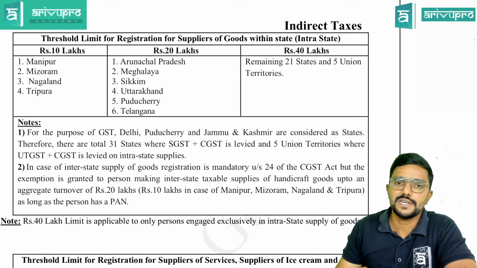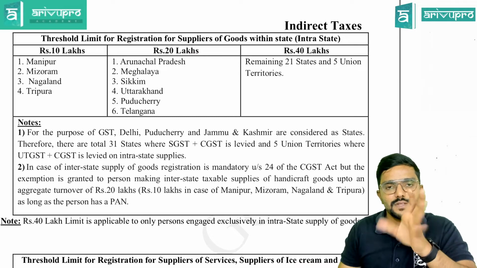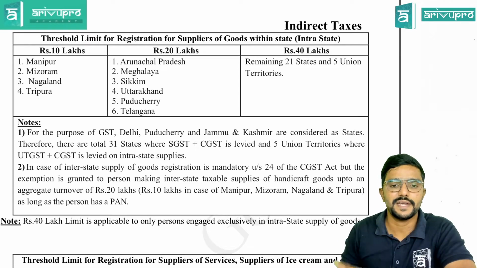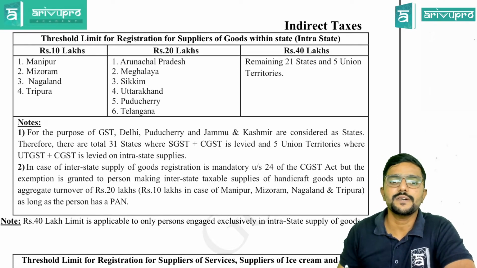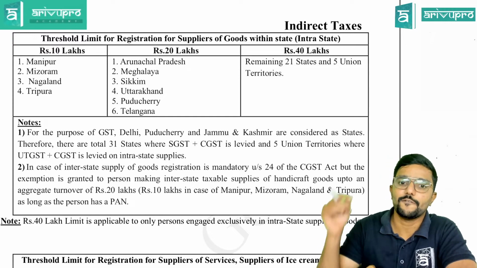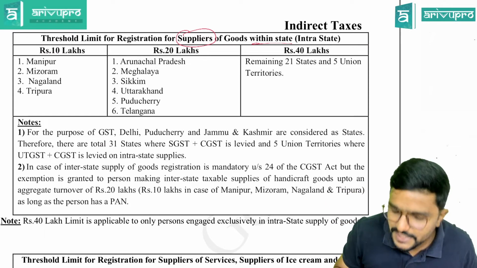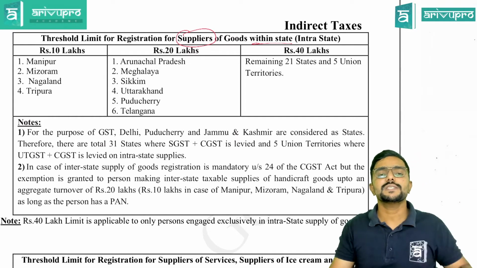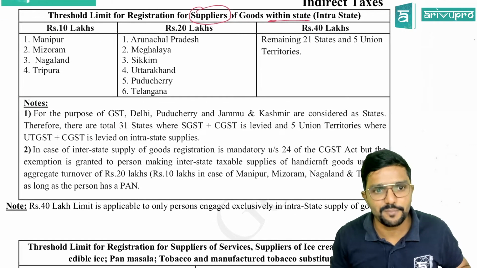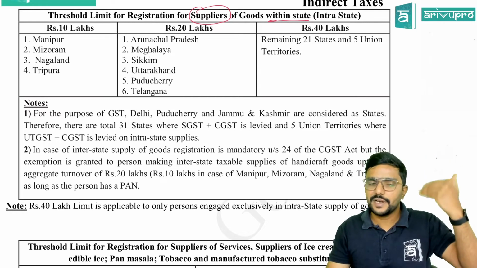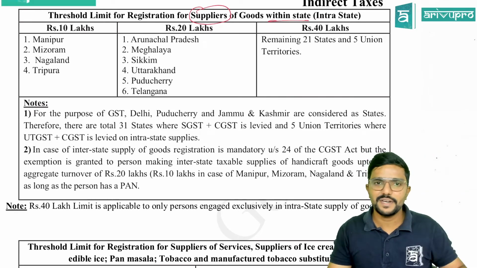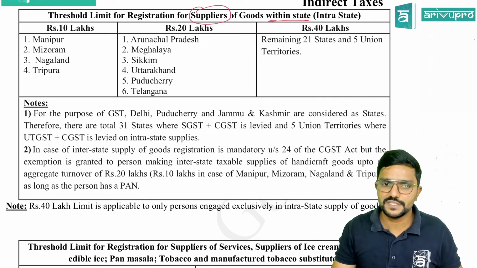The threshold limit for registration, it is like a summary. Whatever we have learned, I have just given a summary in this table. Threshold limit for registration for supplier of goods within a state. So you are the supplier of goods within the state, intrastate. What is the threshold limit applicable for you? Simple. 10 lakh for MMNT, that is the special category states for the purpose of registration.